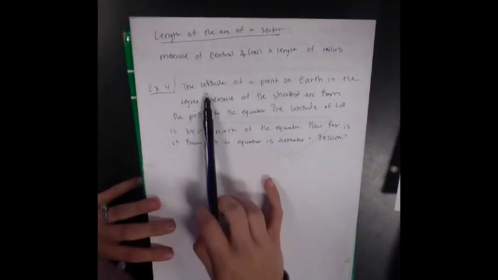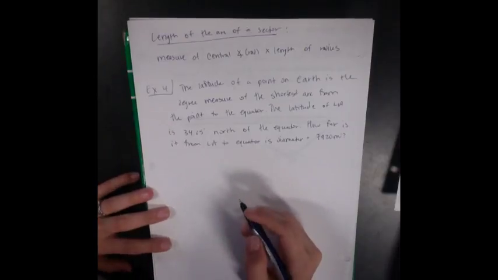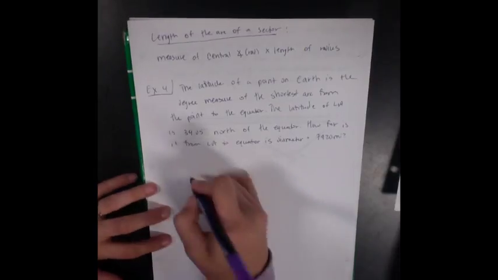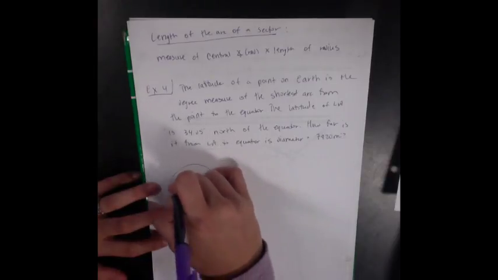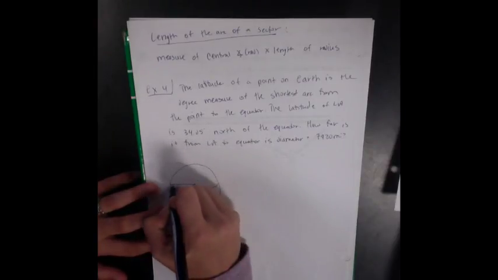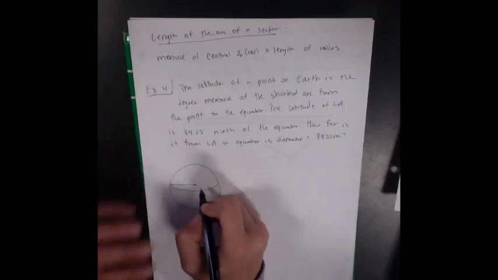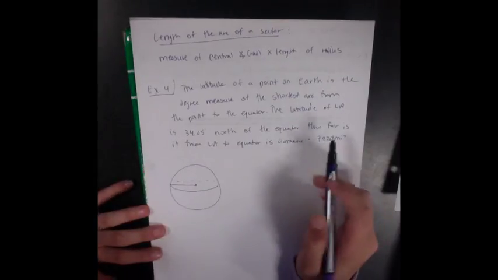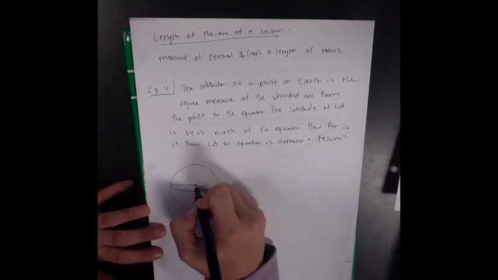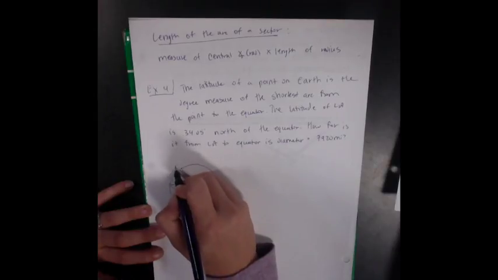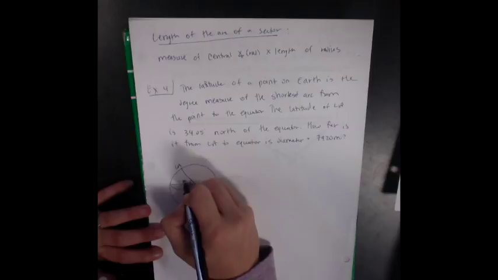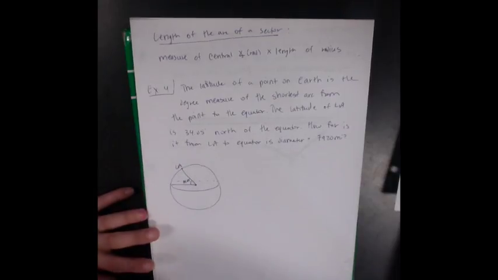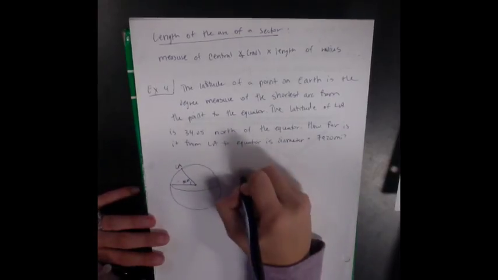Okay, so we have this long-winded example. The latitude of a point on Earth is the degree measure of the shortest arc from the point on the equator. So if this was Earth, it's my sphere. Okay, this is my equator, right? And it tells me that the latitude of LA is 34.05 degrees, which I need to convert to radians.